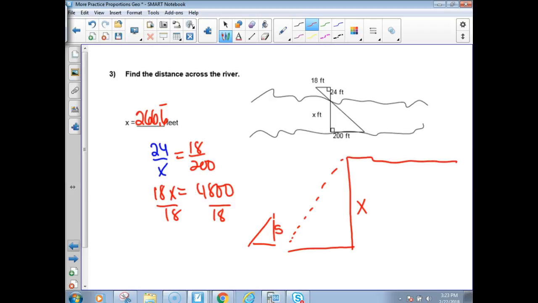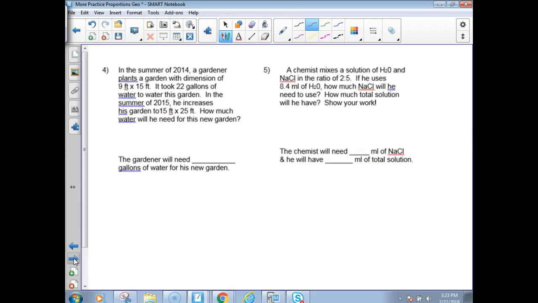I don't know if you're going to go out hiking and do that, but we could figure out the height of the building here if we wanted, but I'd have to catch a good time where the shadow wasn't too long. But anyway, moving on. In the summer, we got a gardener who planted a garden with these dimensions.